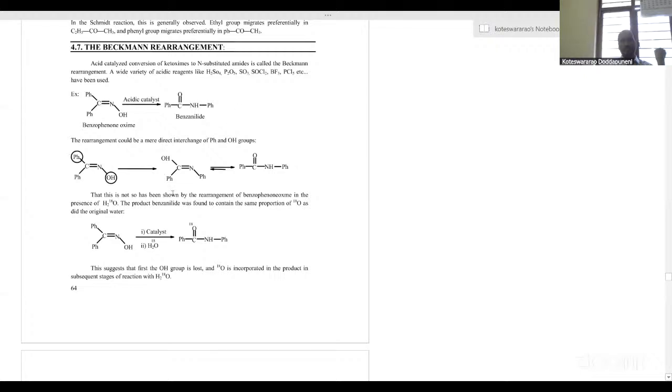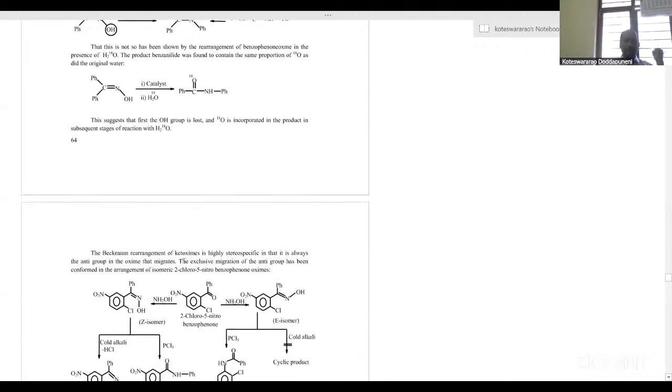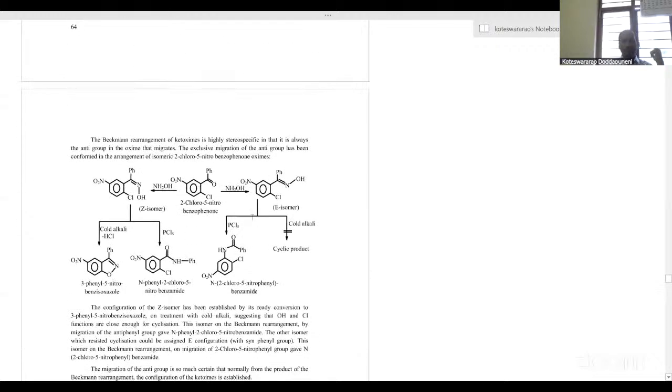This rearrangement could be a direct interchange of the Ph and OH. Whatever the group opposite to the OH group, that undergoes the rearrangement. Now here the Ph is opposite to the OH group, that undergoes rearrangement and leads to the formation of N-substituted amide. Right.